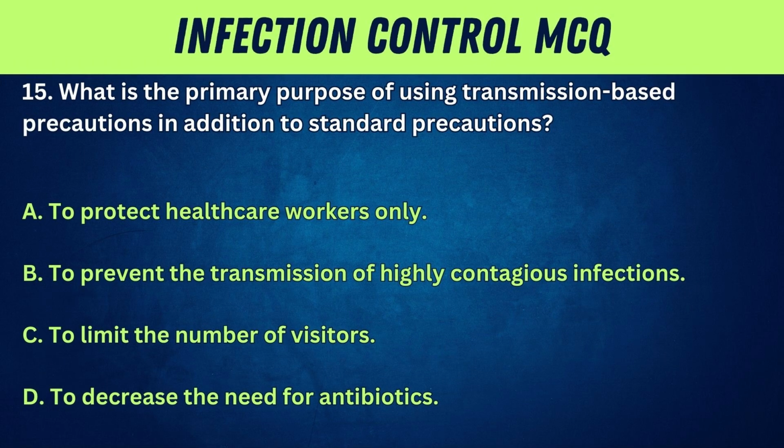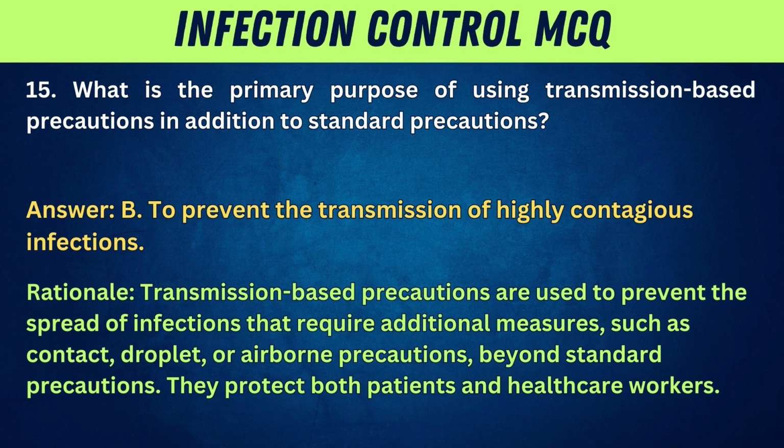15. What is the primary purpose of using transmission-based precautions in addition to standard precautions? A. To protect healthcare workers only. B. To prevent the transmission of highly contagious infections. C. To limit the number of visitors. D. To decrease the need for antibiotics. Answer: B. To prevent the transmission of highly contagious infections.